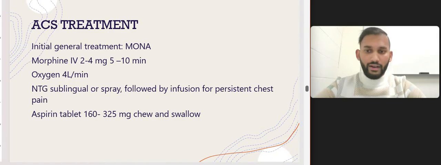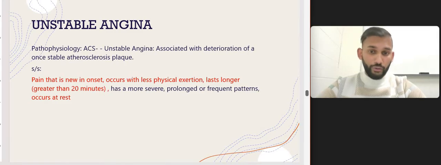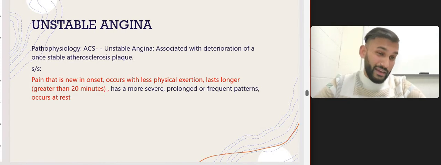Treatment, the mnemonic is morphine, oxygen, nitroglycerin, aspirin, but that was the old one. We have a new one now. So one more time, quick review. Unstable angina is associated with one unstable atherosclerotic plaque. It's not the stable one. Pain that is new in onset, occurs with less physical exertion, lasts longer than 20 minutes. So you'll have the pain that will not go away with rest. It is different from the stable one.